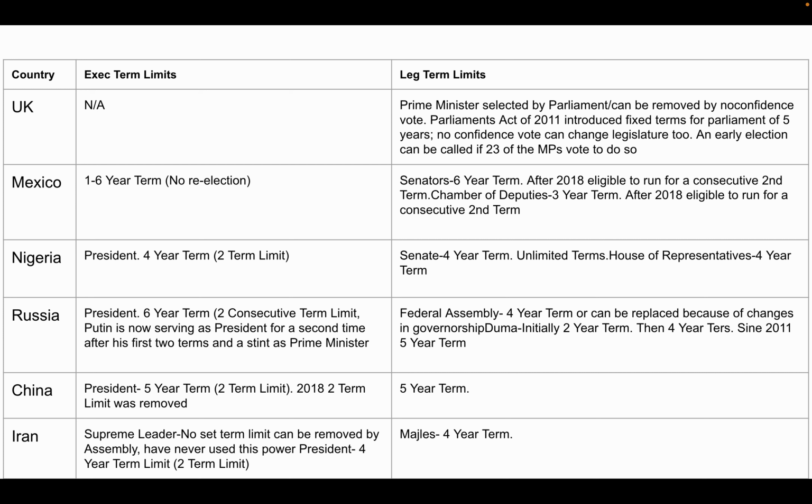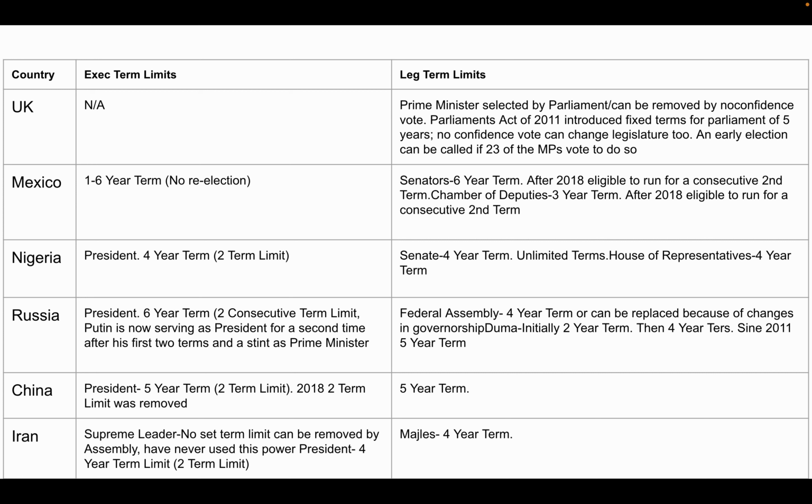In the legislature and the Federal Assembly, members serve a 4-year term, or they can be replaced because of changes in governorship. In the Duma, terms were initially 2-year terms, but they have since been changed a couple times. They were 4-year terms, and then in 2011 they were changed to 5-year terms. And again, this is to concentrate power in United Russia.